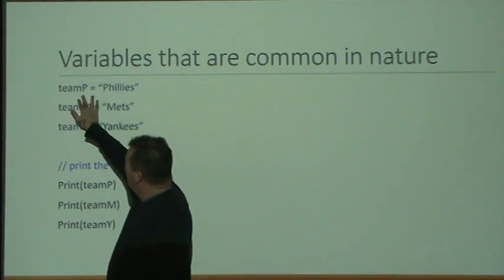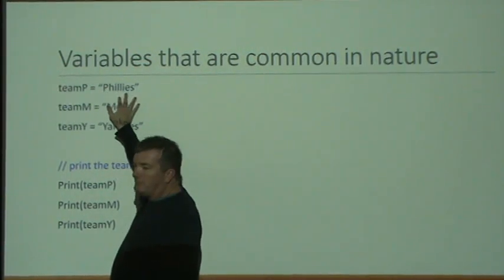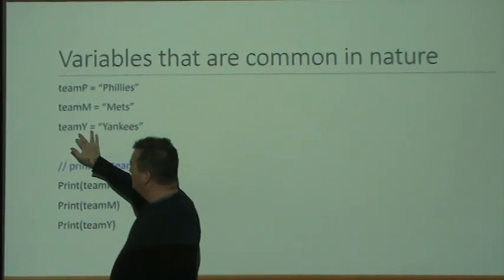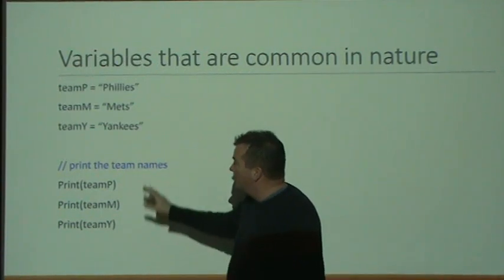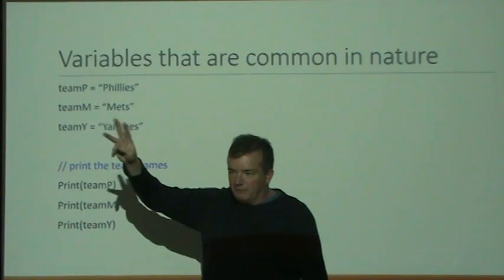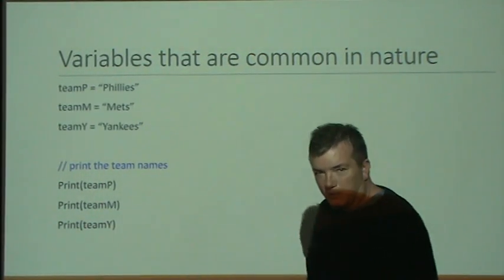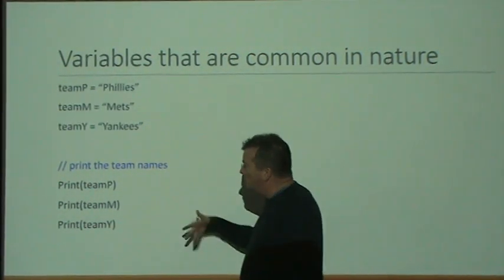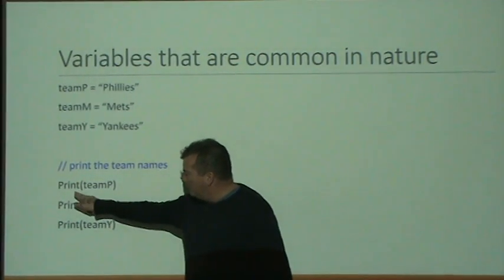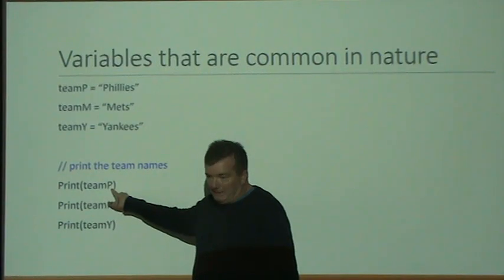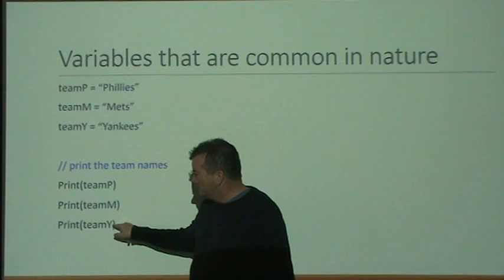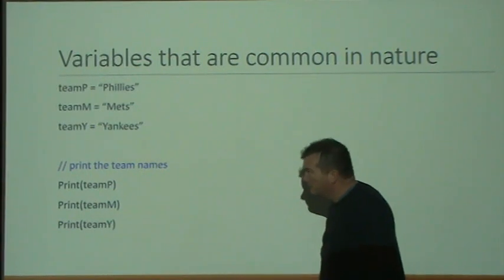And we have team P is equal to the string Phillies. Team M is equal to Mets. Team Y is equal to Yankees. So we have three different variables, and they're all assigned to the names of three different baseball teams, local to our area. So suppose we wanted to print these teams' names out. Well, we would have to say print, give the variable of the P team, print the M team, and print the Y team. Print those out individually.